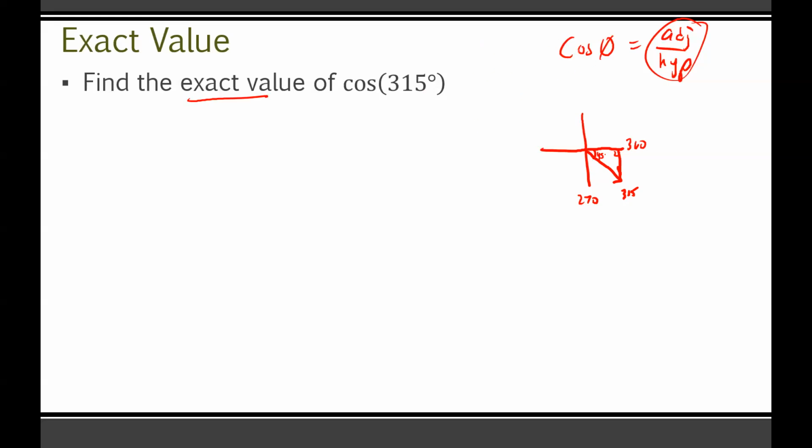Because remember, cosine is adjacent over hypotenuse. So if we can find our adjacent side, and if we can find our hypotenuse, we're golden. I'm going to draw this just a little bit bigger because I realized that was maybe a little bit too tight to draw all this. So this will be our 315 degree angle. And we know that's a reference angle of 45 degrees.